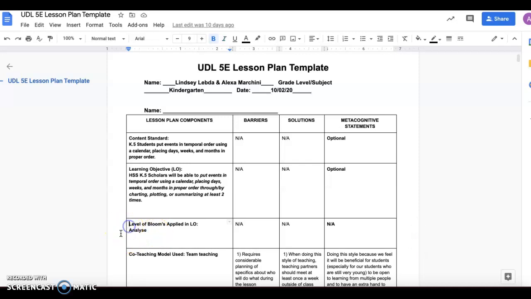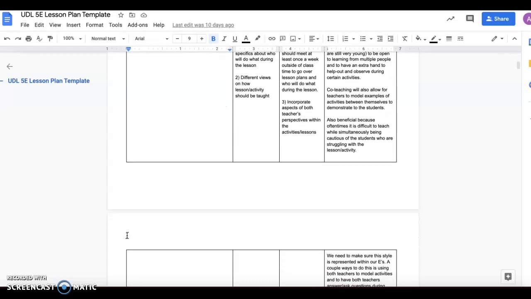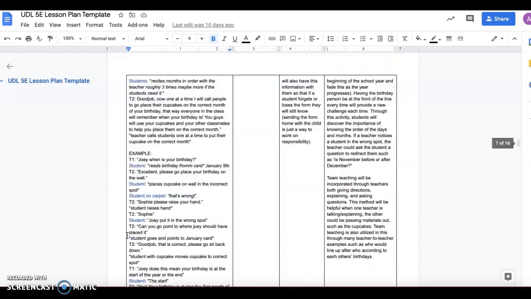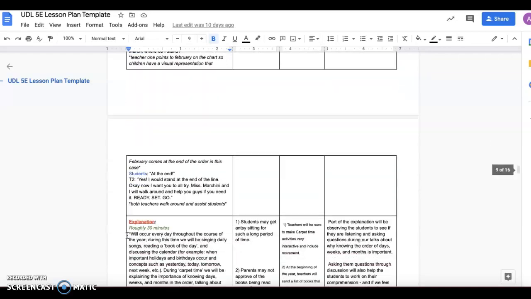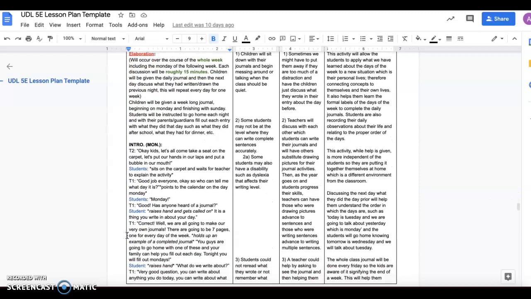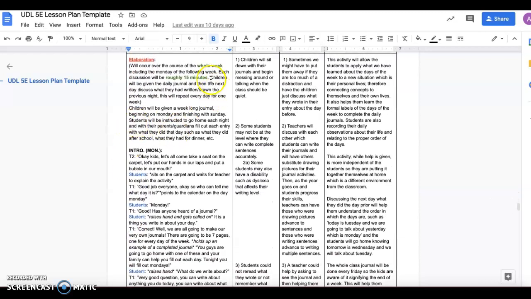So going through this, my favorite part is probably the elaboration portion, which if I scroll down to is right here. So it's that children will be given the daily journal, and then the next day they will discuss what they had written or drawn from the previous night. This will repeat every day for 1 week.